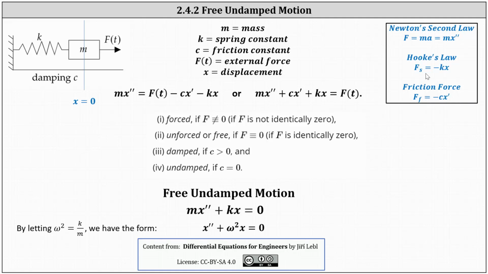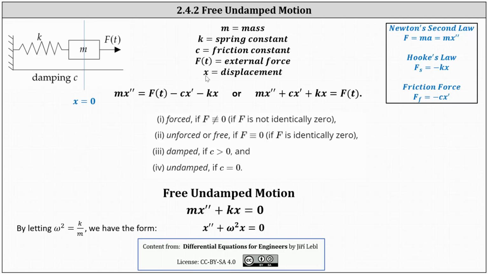The force of the spring is equal to negative k times x. The force of the spring is proportional to displacement, and it's negative because it's in the opposite direction of the force of the mass. And the friction force, given by big F sub f, is equal to negative c times x prime. It is proportional to velocity given by x prime, and again it's negative because it's in the opposite direction of the force.